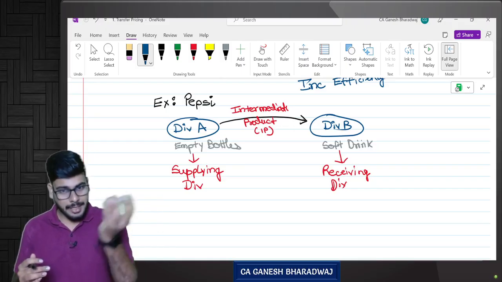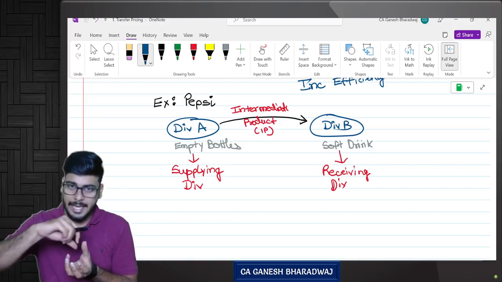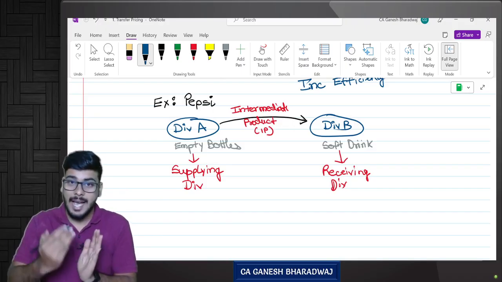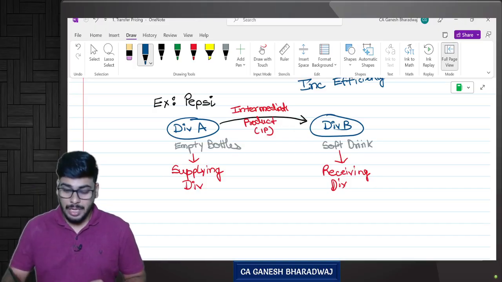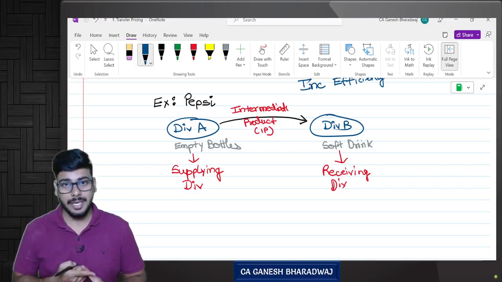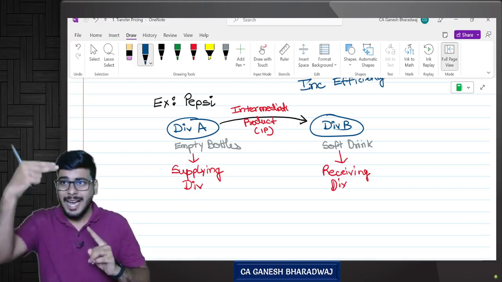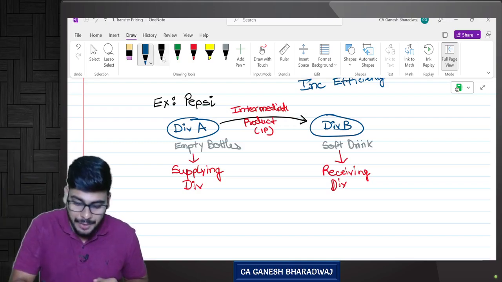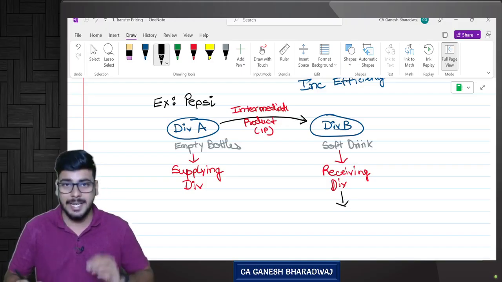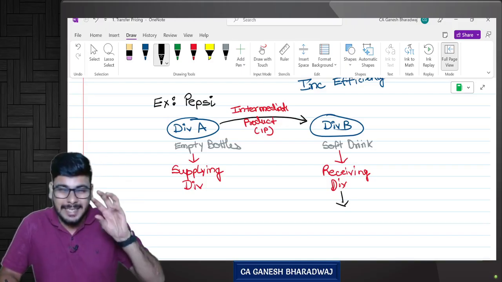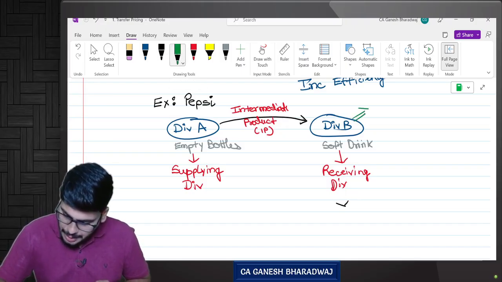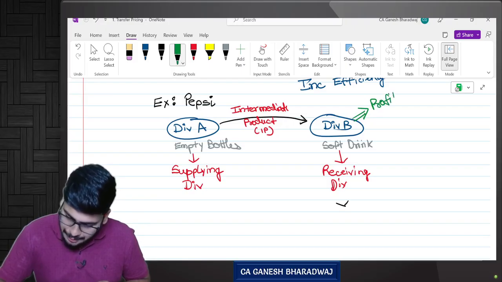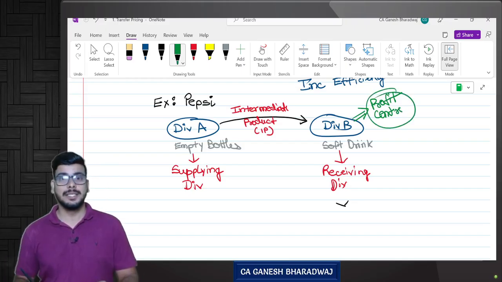Now, division B, what do they do? They take the empty bottle from division A, they manufacture the soft drinks and they sell it in the outside market. Correct or not? Yes. Now, division B generates revenue. It also incurs cost. And revenue minus cost is what? Profit. So technically speaking, can I say that division B is a profit center? Division B is a profit center.